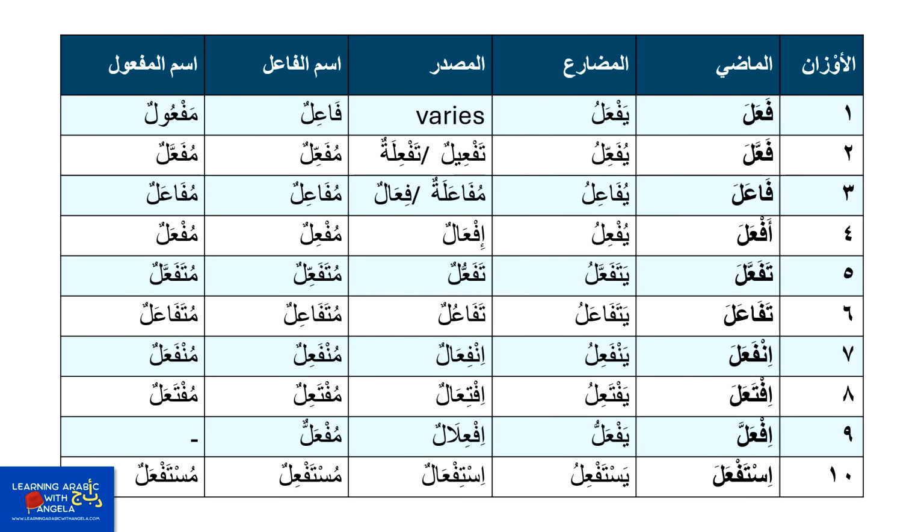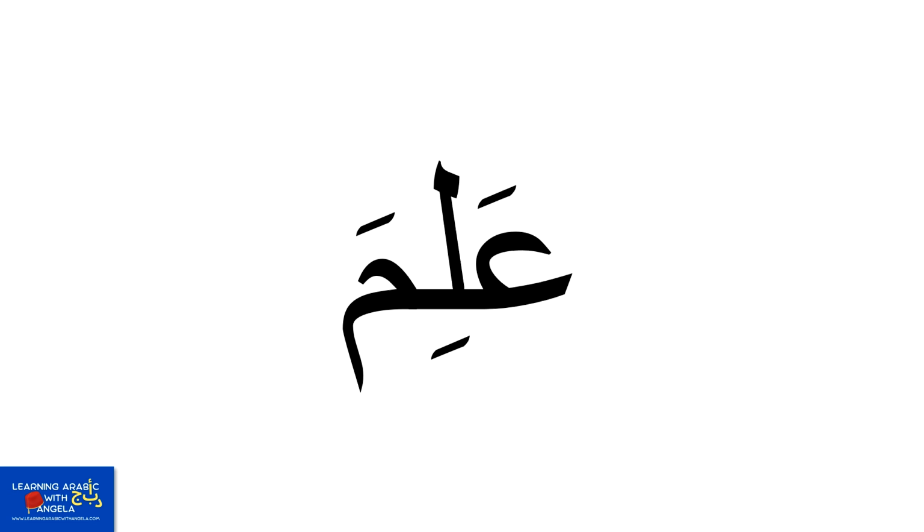Most books simply tell you to memorize the 10 forms, but that isn't very helpful. In fact, it's a bit daunting. Instead, I want to show you the logic behind them. Let's start with this root. The Ain, Lam, and Mim, alima. This root is all about knowledge, and it simply means to know.